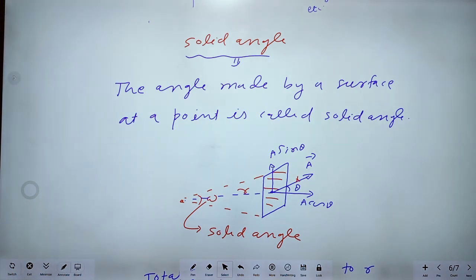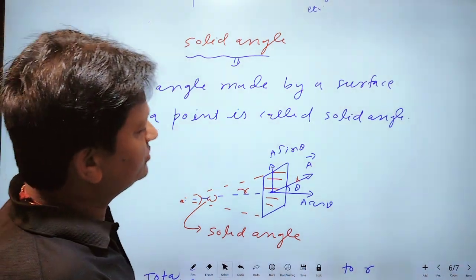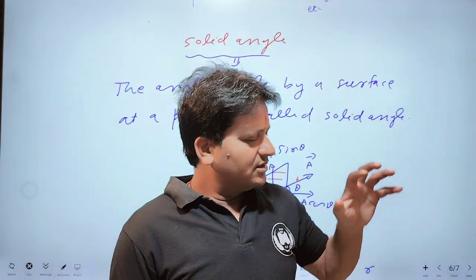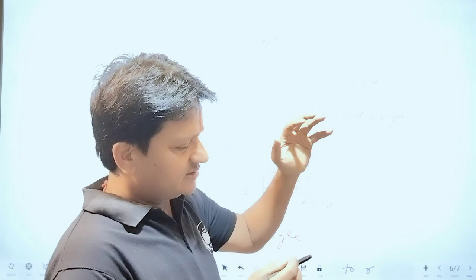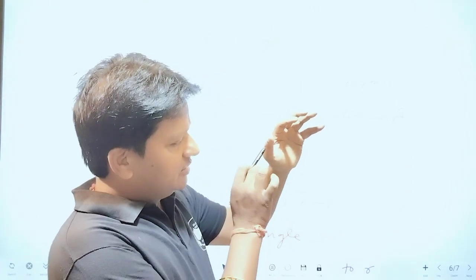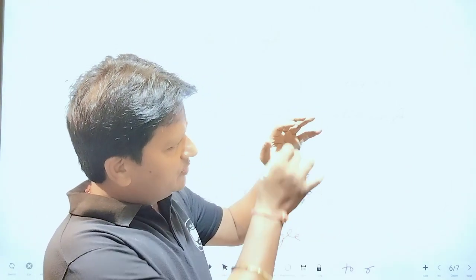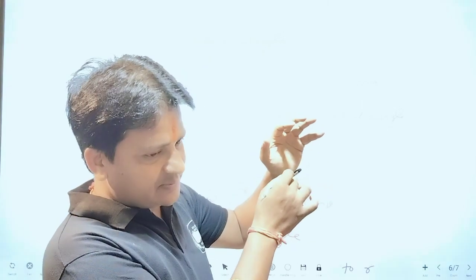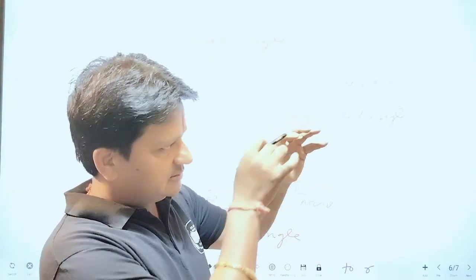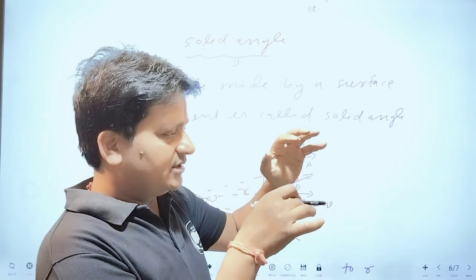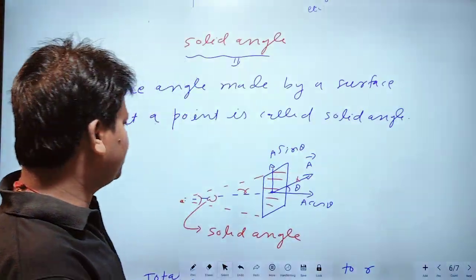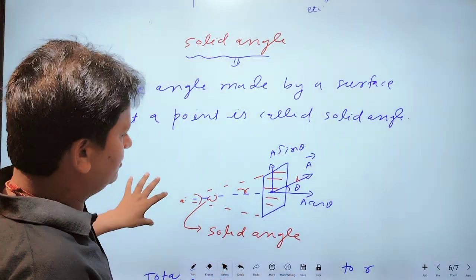What is solid angle? The angle made by a surface at a point is called solid angle. Suppose this is the surface and this is the point. A number of lines are drawn from the circumference to the point. And this gap is called solid angle.